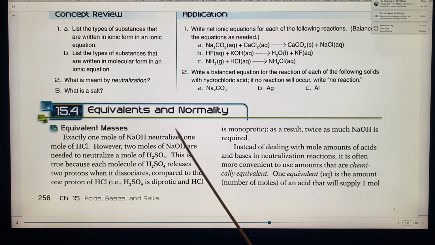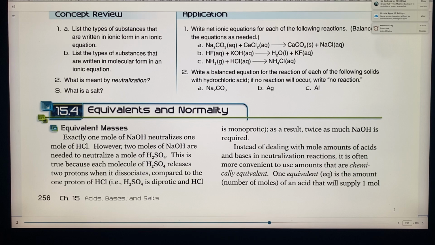As a result, twice as much sodium hydroxide is going to be required. So this one is going to be 1 to 1, and this one is going to need twice as much of this when you're combining, because it has 2 hydrogens.